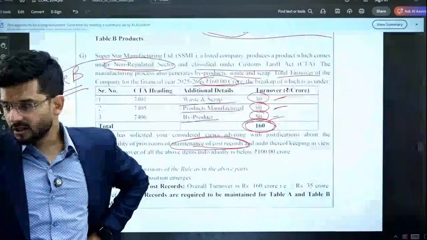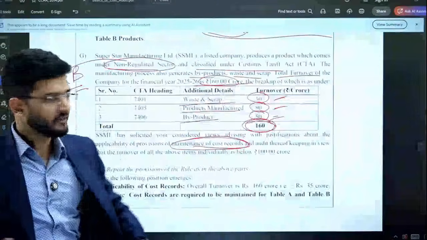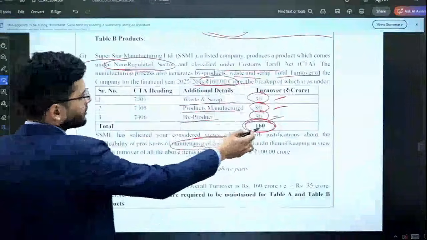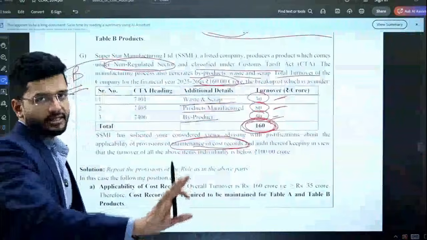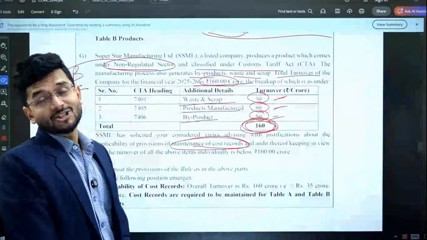So yes, cost records are required to be prepared. Perfect. So cost records are required to be prepared because the overall turnover is more than 35 crore. Perfect, guys. Okay. Now the catch.